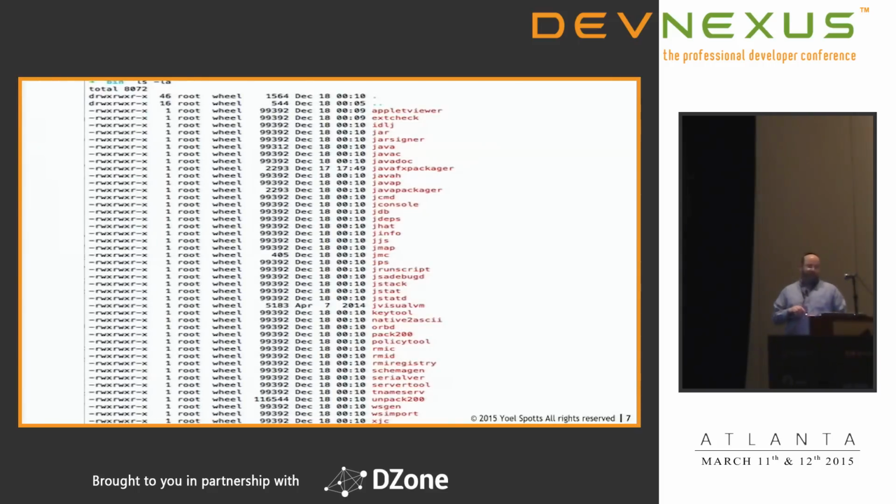So this right here is a directory listing of JDK Home bin. I don't know how many of you have actually taken a look at what's in here, but the first time I saw this, I was rather surprised by the number of binaries that are actually here. And certainly the first time I took a look at this, I kind of scratched my head and I said, what are these things? Right?